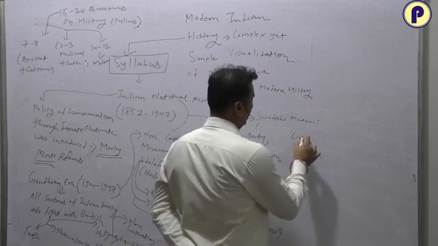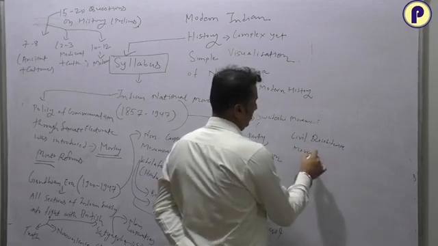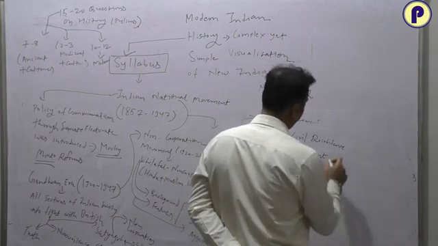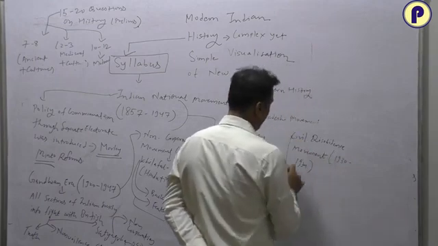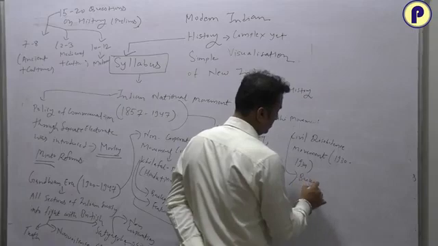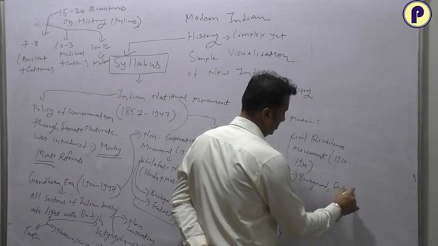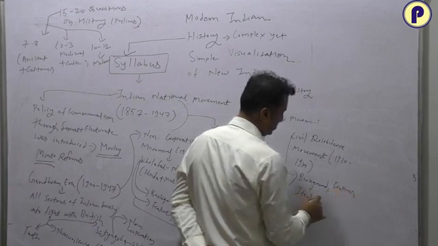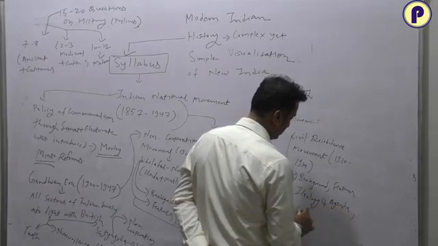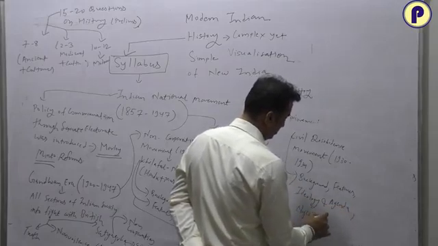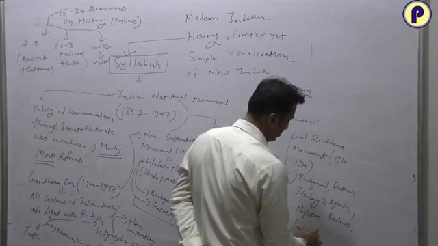Then we have the civil disobedience movement, 1930 to 1934. Again, same background. Okay. Features, ideology and agenda, objective, failure, success, etc.